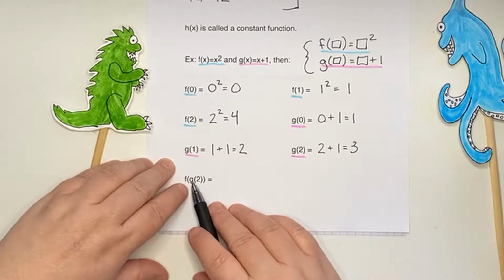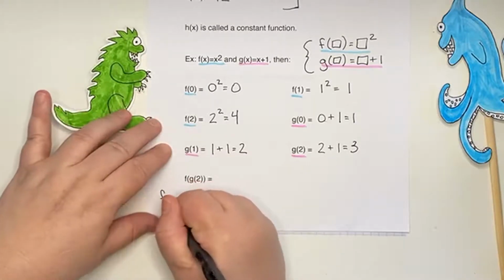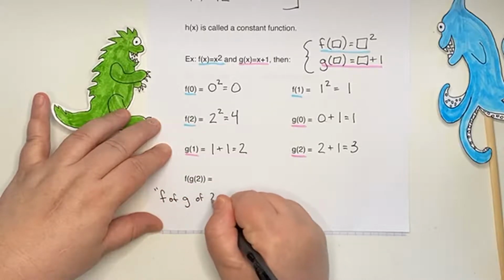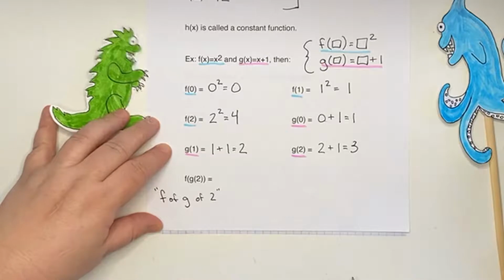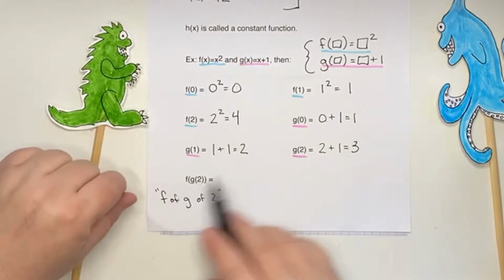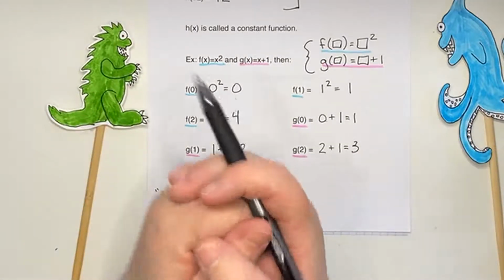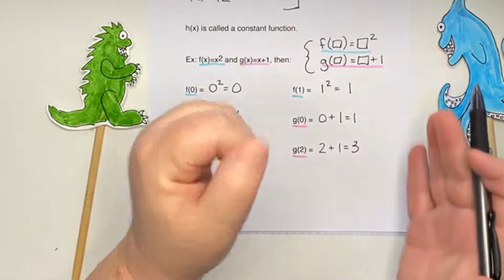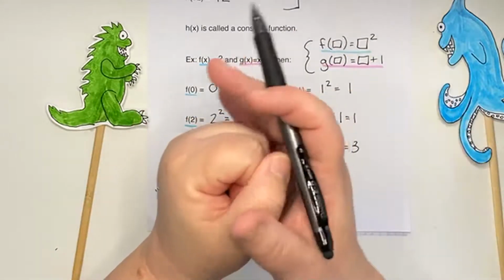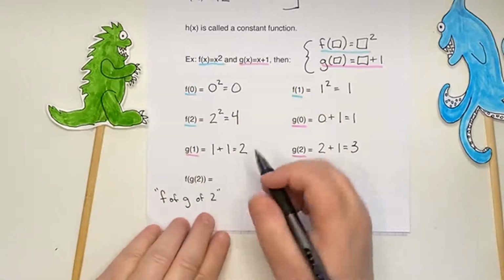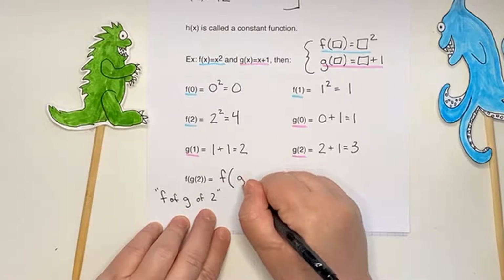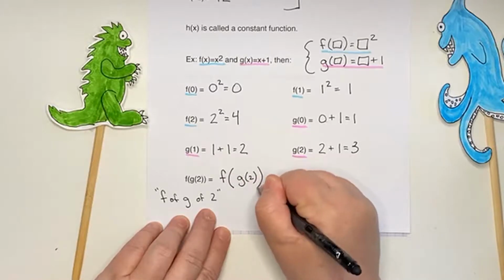F of G of 2. F of G of 2. Order of operations says when you've got a bunch of stuff smashed together, when it's stuffed together, you unwrap it and look at the thing inside first and then at the thing outside. So what's the inside thing? Well, this is F of G of 2.